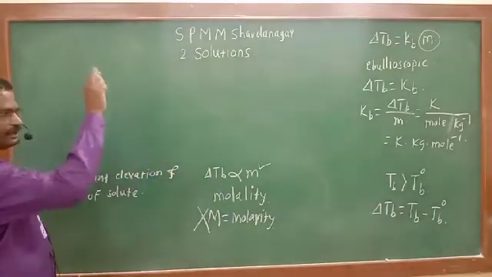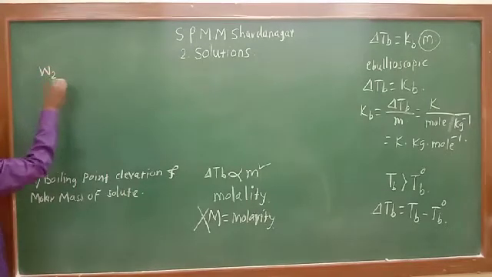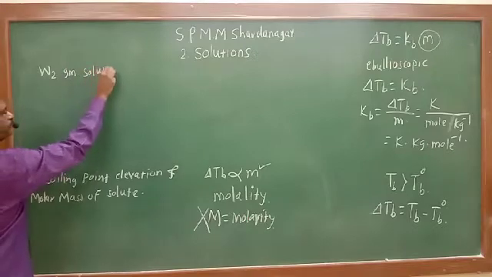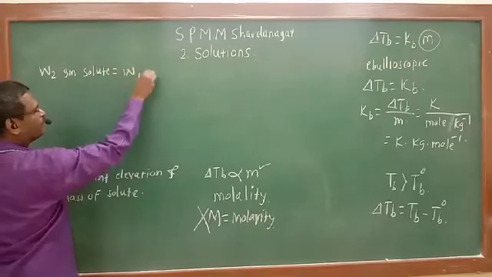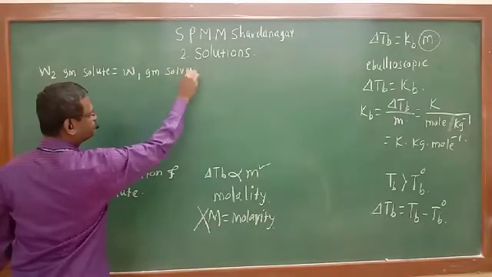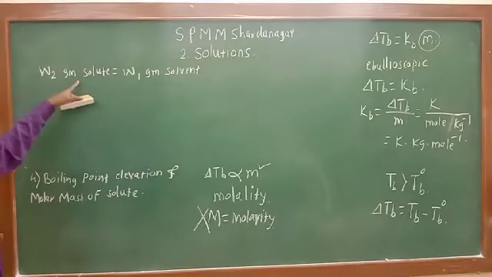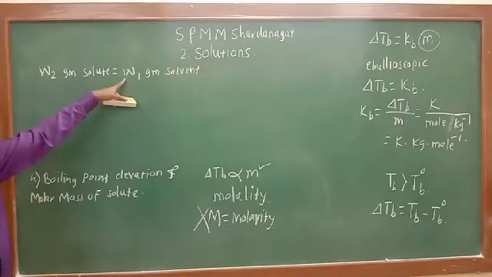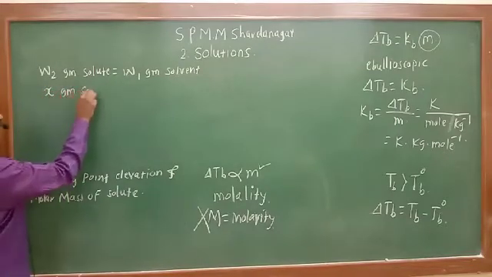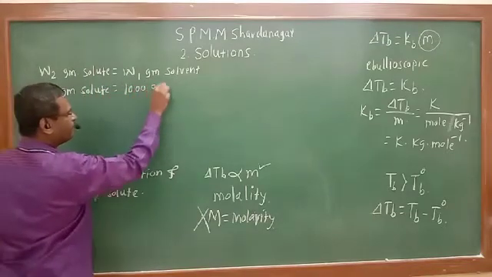So continuing with that equation, suppose we have W2 gram of solute present in W1 gram of solvent. W2 gram of solute we have taken in W1 gram of solvent. So how much gram, x gram of solute will be taken in 1000 gram of solvent?